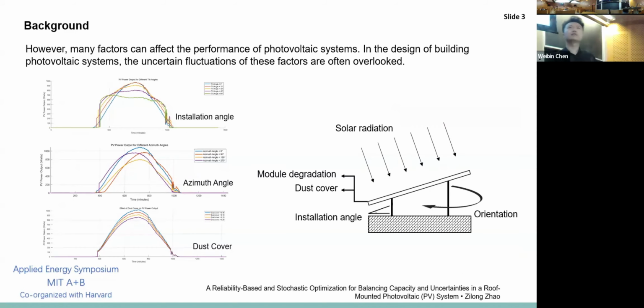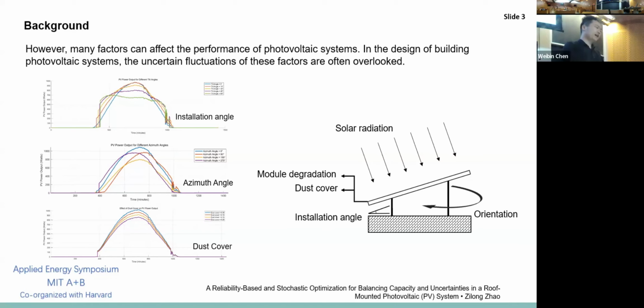If you look at a particular PV panel, a lot of factors can affect the performance of the system. For example, the orientation, the azimuth angle, or the installation angle, or some random variables from the environment, like the intensity of solar radiation, the solar radiation profile over the year, and some dust cover or the module degradation due to the temperature increase at the back panel. In this case, one of the focuses is the back panel temperature increase, which will decrease your performance, like the efficiency of power conversion.